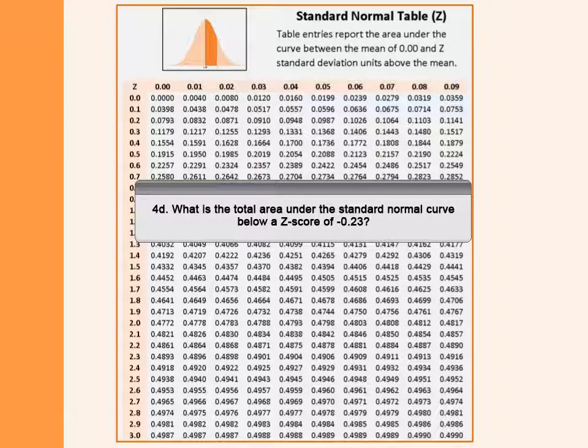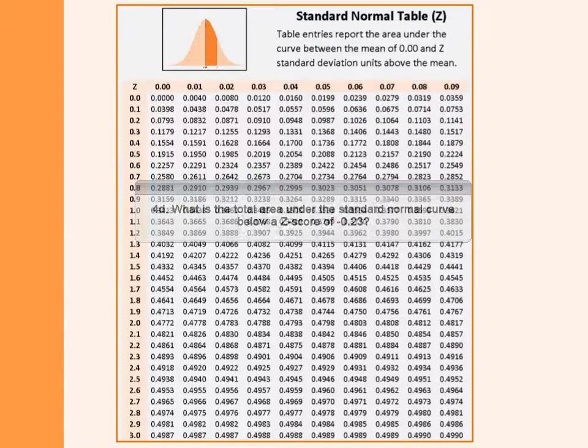For example number 4, we're asked to find the total area under the standard normal curve below a z-score of minus 0.23. So for these last two examples, we'll be working with z-scores that fall to the left or below the mean. Just as we've done before, we'll take the absolute value of minus 0.23 and go back to our area under the curve for the standard normal distribution, our table.